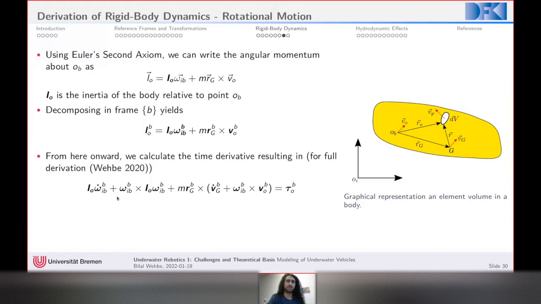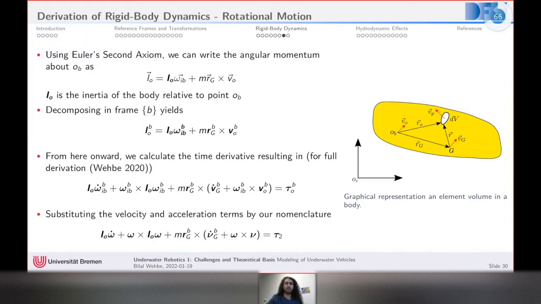And this is also just the Coriolis term. So again, if we take the nomenclature that we had before, this omega IBB, we just say it's omega, and this velocity vector in body frame is just v dot, basically. So we will have finally that equation over here.